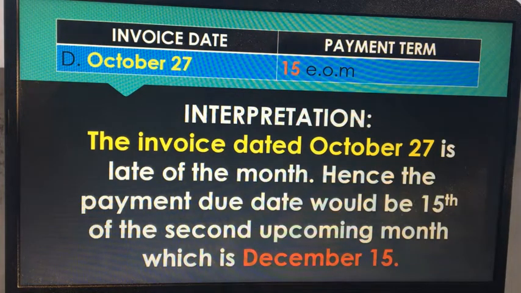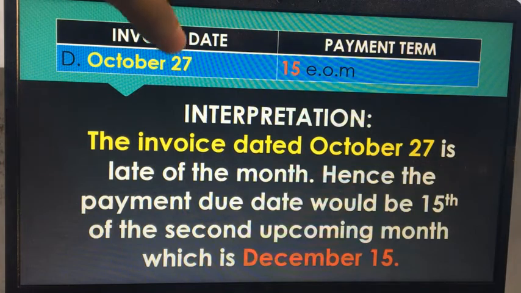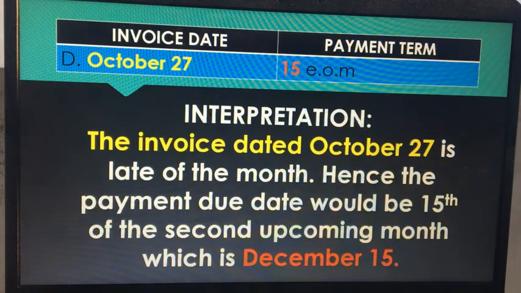The invoice dated October 27. Again, invoice date, that is the time that you purchase your merchandise or product as a whole, is late of the month. Okay. So in businesses, we have to consider this factor. Once you purchase the product late of the month. Take note that October 27 is late of the month.